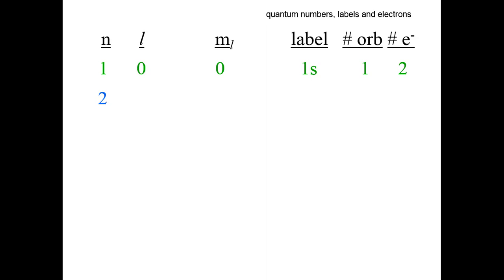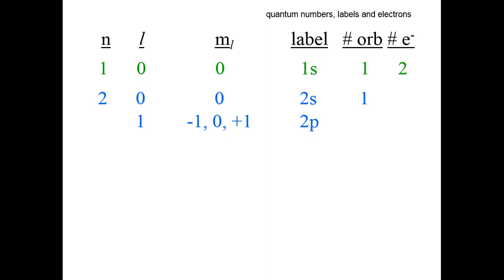The second value of n is n equals 2. When n equals 2, there are two possible values of L, 0 and 1. When L equals 0, m sub L equals 0. But when L equals 1, there are three possible values of m sub L: minus 1, 0, and plus 1. The label we put on the orbital with L equals 0 is 2s. The label we use for the orbitals with L equals 1 is 2p.